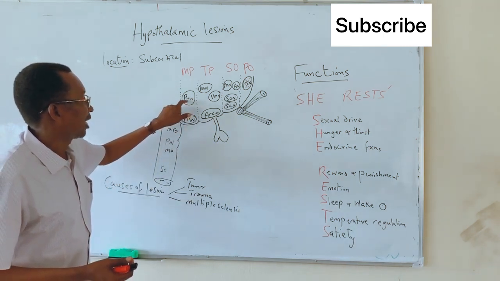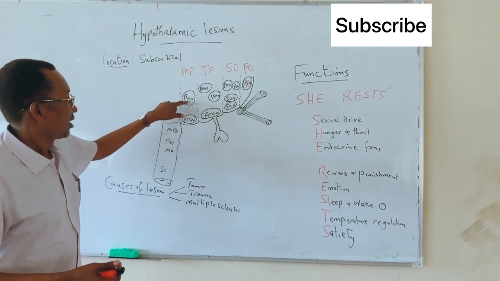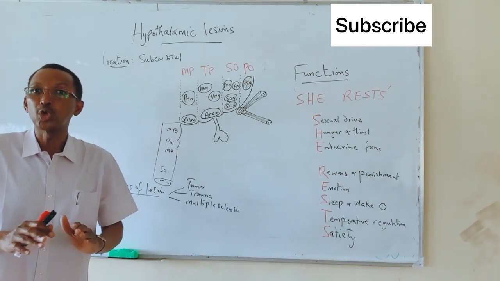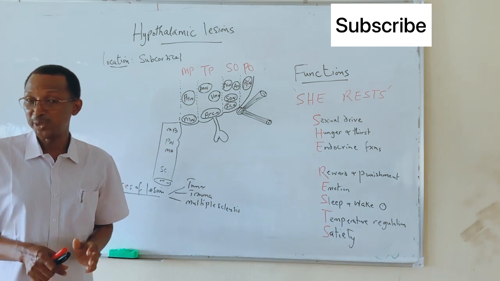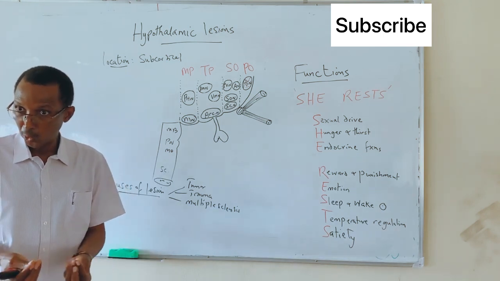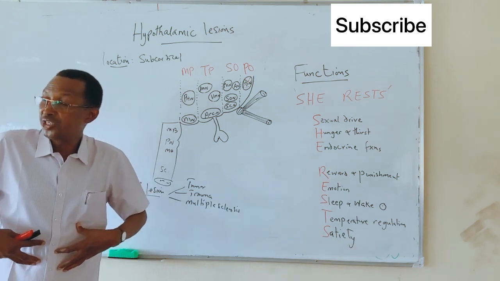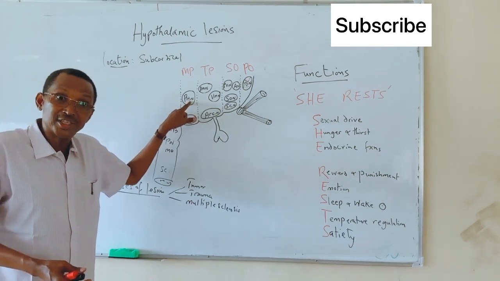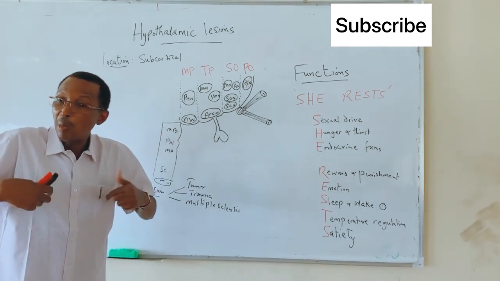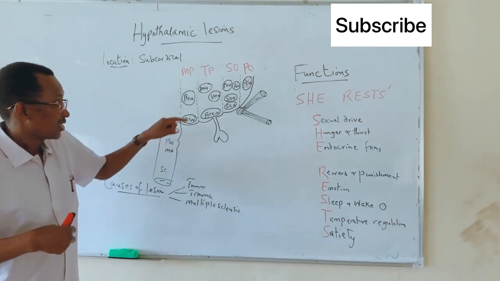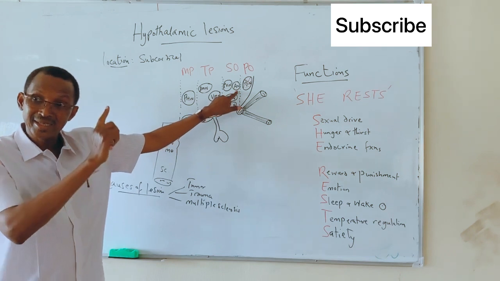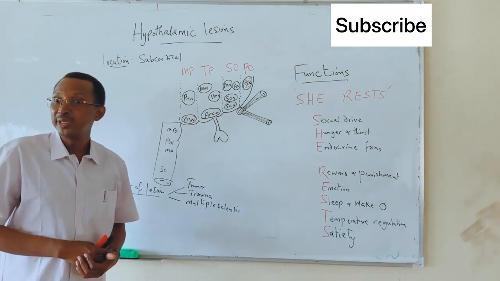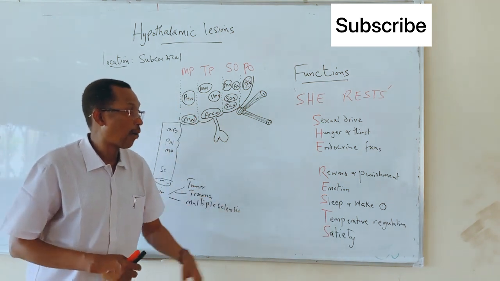Similarly, the posterior hypothalamic nucleus, you understand, is responsible for the anti-fall in our temperature. When the temperature is very cold, especially during cold weather, the temperature is very low in the environment. Ideally, our internal body temperature is supposed to fall down. But because of this posterior hypothalamic nucleus, it prevents the falling down of our internal body temperature. Similar to this one, it prevents increase in the internal body temperature. So this one is also to do with our temperature.